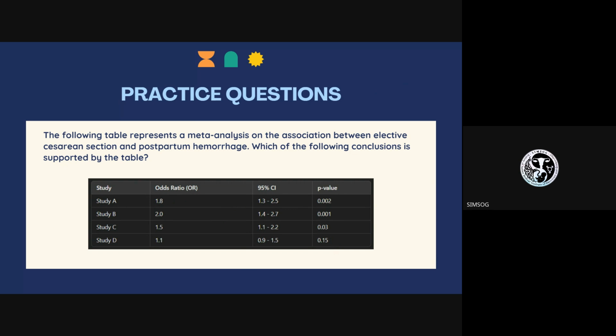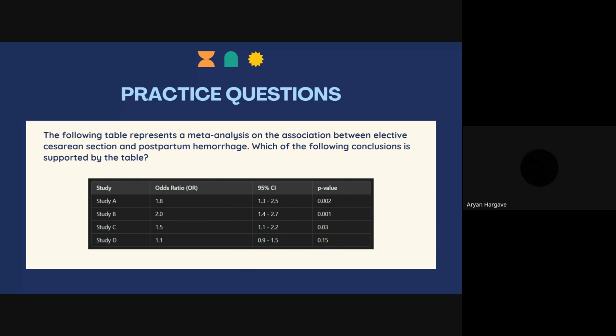Anybody else? Aman, you there? Yeah, it is significant in study B too. And is it increasing the risk or decreasing the risk? Increasing, I suppose, because the reference mark is 1, right? Yes, anything above 1 is increasing. Absolutely correct. Aryan, if you're there, can you interpret study C?